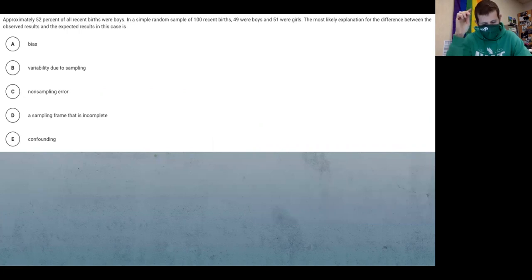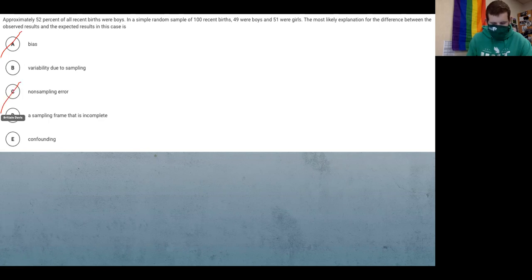All right. Approximately 52% of all recent births were boys, and in a simple random sample of 100 recent births, 49 were boys, 51 were girls. The most likely explanation for the difference between the observed results and the expected results in this case is, well, I don't think in this case we have bias. I think the gender of a baby is definitely not something that you can introduce bias into, at least not yet. But anyways, it's not bias happening.